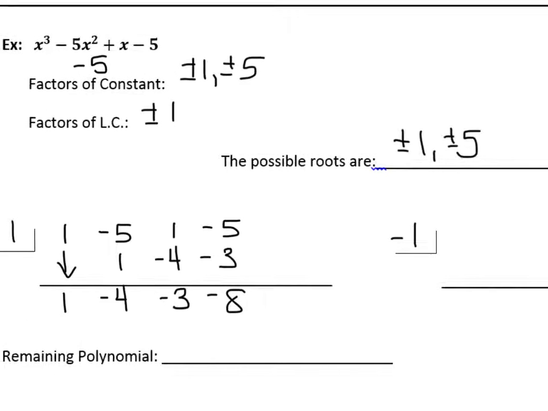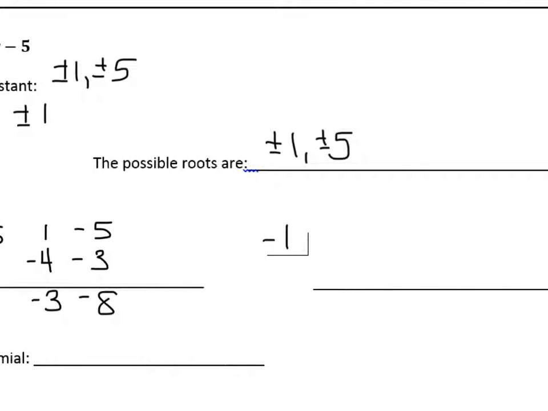Coefficients are still 1, negative 5, 1, negative 5. One times negative 1 is negative 1. Add the negative 5 and the negative 1, you get negative 6. Negative 6 times negative 1 is positive 6. 1 plus 6, 7. Obviously that one's not going to work. So we have a positive 5 and a negative 5 left. The nice thing here is I can erase.